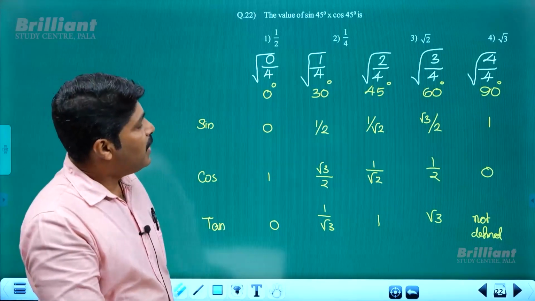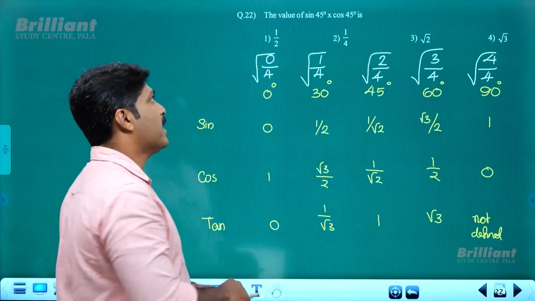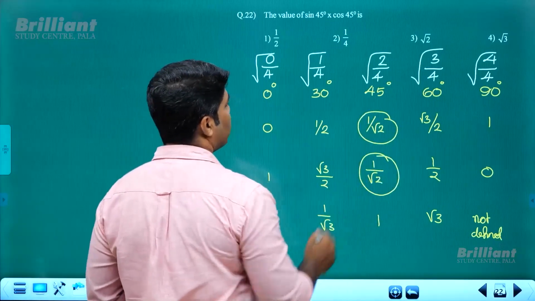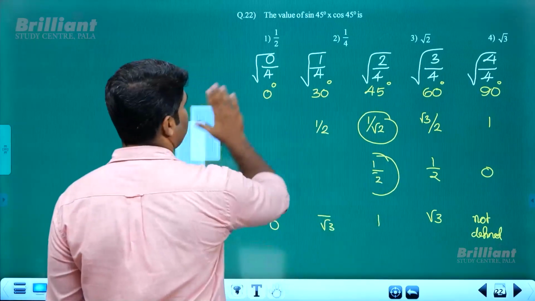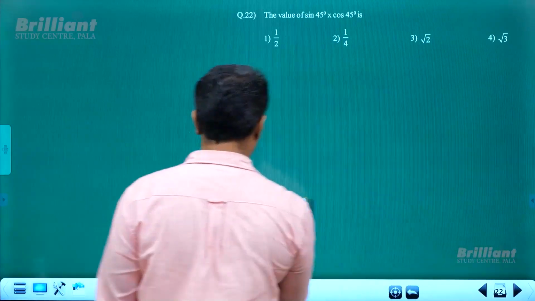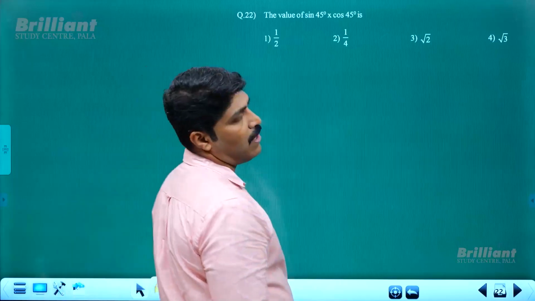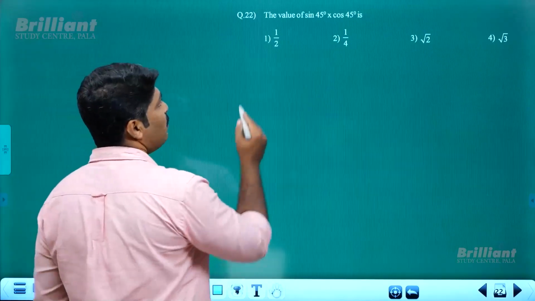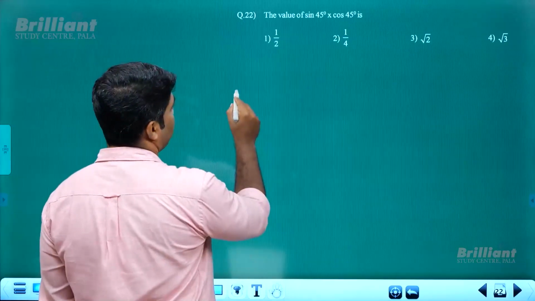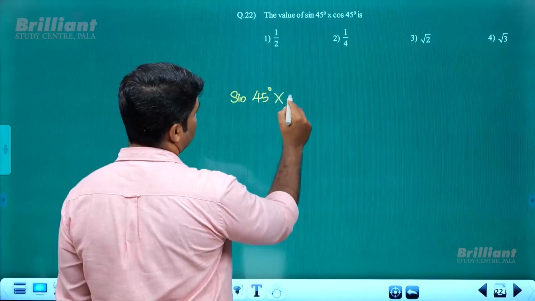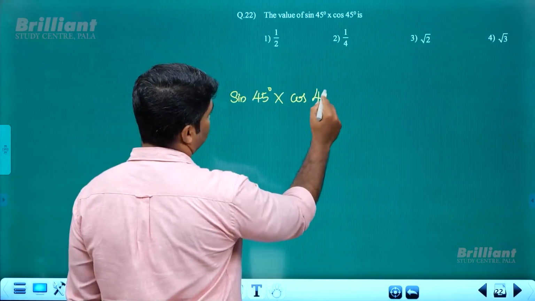With the help of this table of ratio values, we can easily conclude for this question, which are the required quantities, this is 1 by root 2, 1 by root 2. We are using this result for finding the answer of our given question. So keep it in your mind, this ratio distribution of the table of ratio values. Here, sine 45 and cos 45. Sine 45 degree into cos 45 degree.